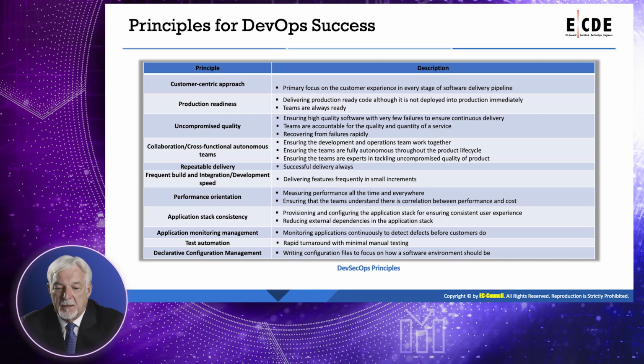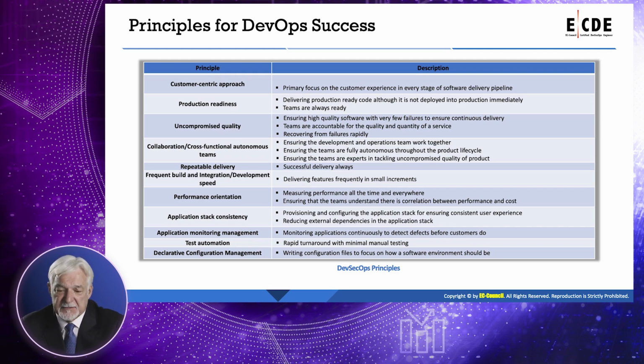When it comes to repeatable delivery, you want successful delivery to be a constant throughout, to be able to constantly do that. Frequent build and integration, or development speed: we're looking for delivering features in small increments at a much higher pace rather than large chunks like were found in the agile approach, where you just started the whole cycle over. We're looking for more discrete packets of improvements.